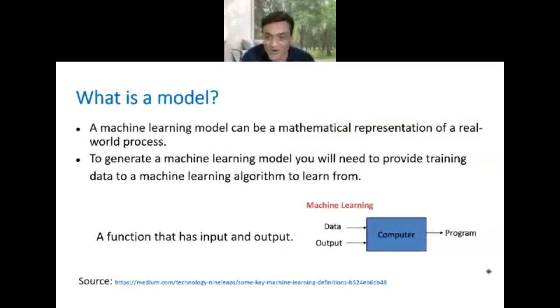So I have talked about lots of things about models, but let me give you a clear insight into what exactly a model is. A machine learning model is a mathematical representation of a real-world process. And to generate a machine learning model, you need to provide training data to a machine learning algorithm to learn from. As I said, the data set is basically the food for the model. Once we provide that data and run the machine learning algorithm using mathematical concepts, finally we get some output, and that is nothing but our model.